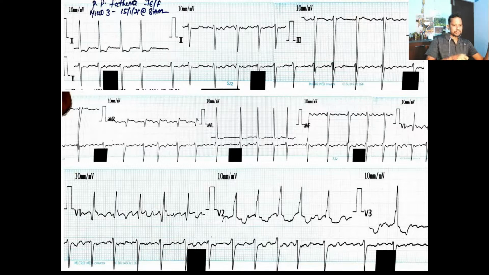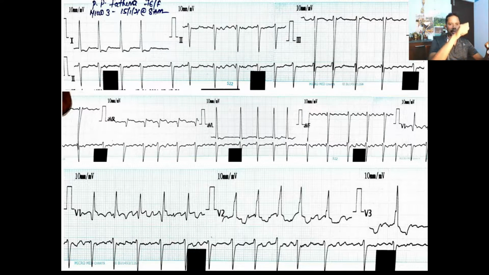Okay, because supposing your calibration is going like this, like this, like this, and like this, you might get a false R wave, and this patient might be having ischemia. R wave progression might be poor, but because of this wrong calibration, this patient's ECG will look better than what it is.